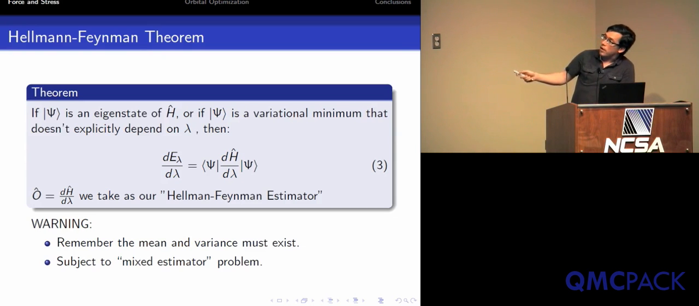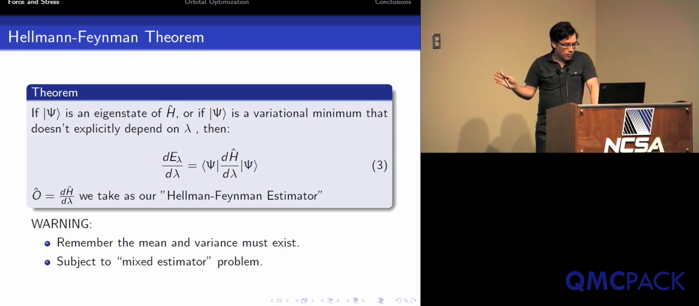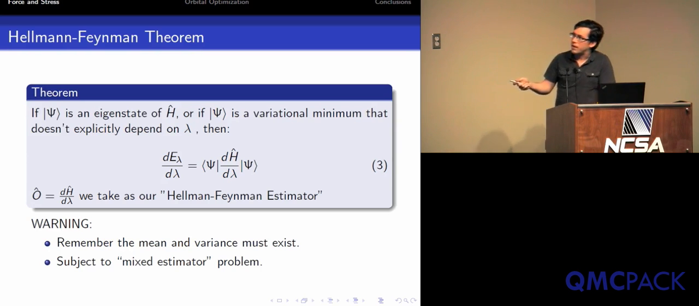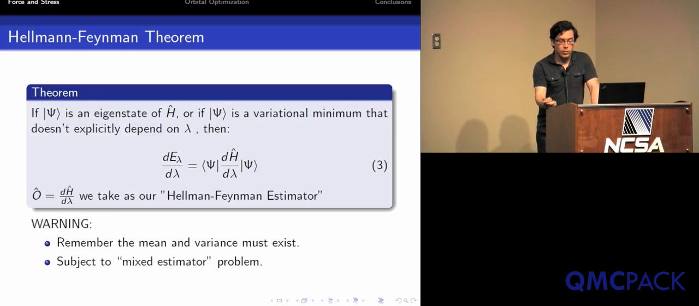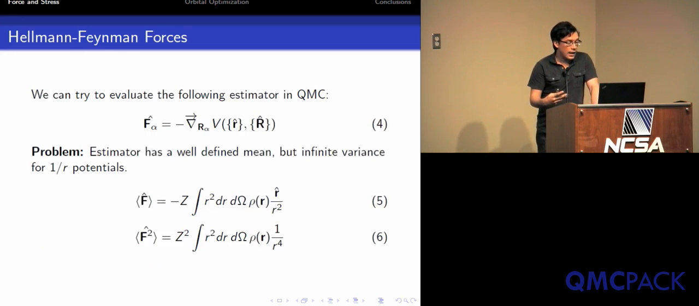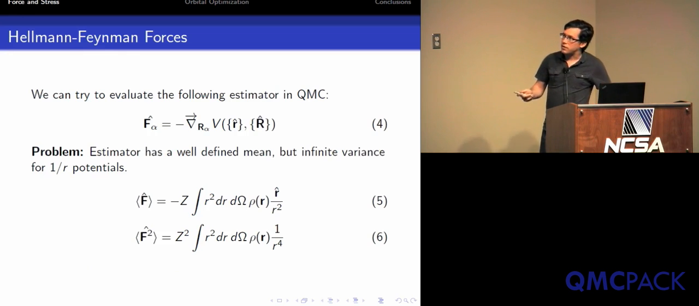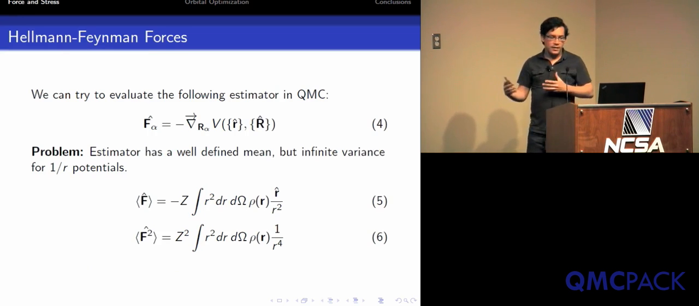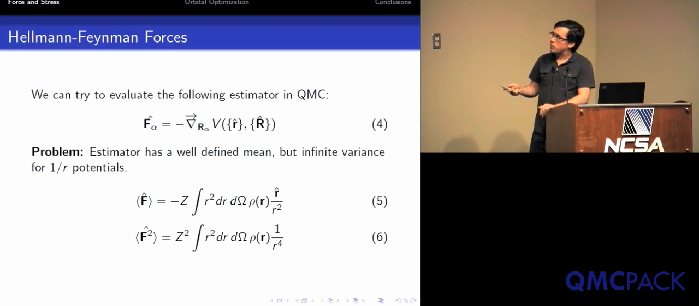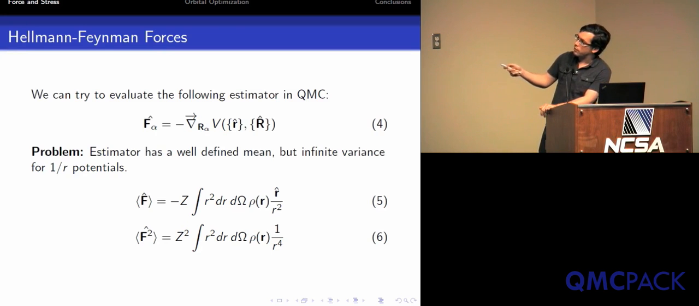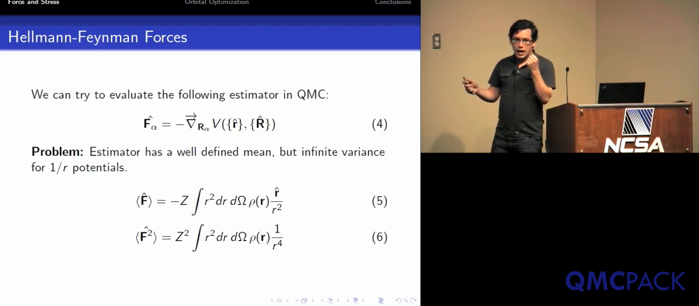So we call these Hellmann-Feynman estimators, which is great, but we just have to make sure, before we blindly stumble forward, that these estimators have the right analytic properties to enable us to put an error bar on them. And unfortunately, forces are not one of these things where, right off the bat, you can do that. So what I've shown here is a brief expression for the expectation value of the force around a single ion.